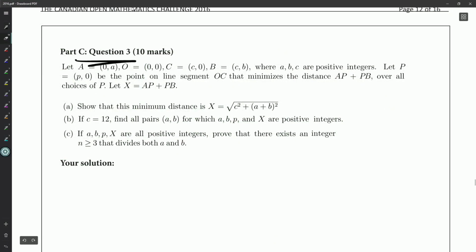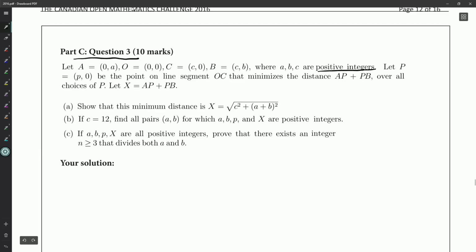There we go. So, let A be a point. Let's be very clear, we're on C3, now the line isn't going through anything. So A is at (0, a), O is the origin, C is at (c, 0), and B is at (c, b). So B is sort of just above C. Or maybe just below. No, it's got to just be above because a, b, and c are positive integers.